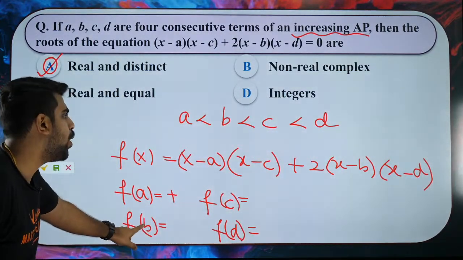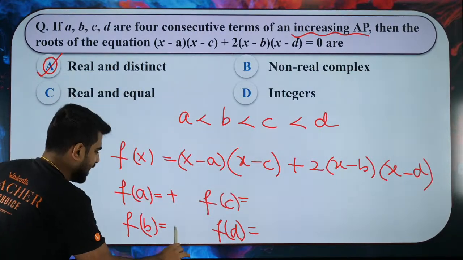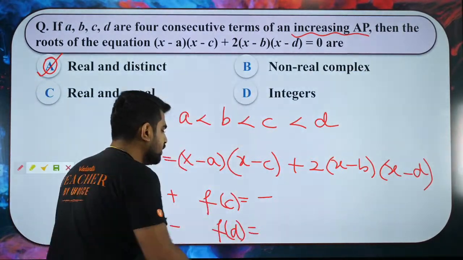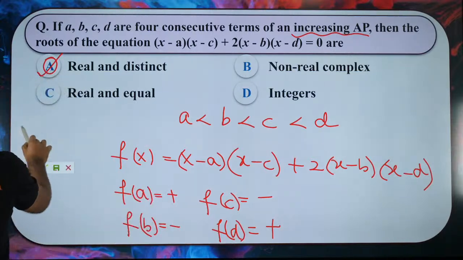Now f of b will be what? F of b will be (b minus a)(b minus c), which will be negative. F of c will be (c minus a)(c minus b)... that is (c minus b)(c minus d), negative. F of d will be positive. So this is the value or sign.